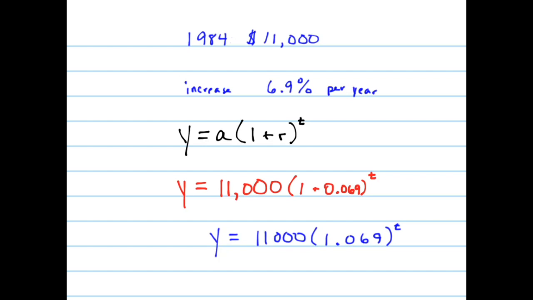So t has to represent years since 1984. So if we want to find the value of the car at a specific time, we have to figure out how much time it's been since 1984. The second part of the question asks us to find the value of the car in 2004 when the auction was sold. How many years later is 2004? 20 years. Okay, much better. So that means we're going to take that 20 and plug that in for t.